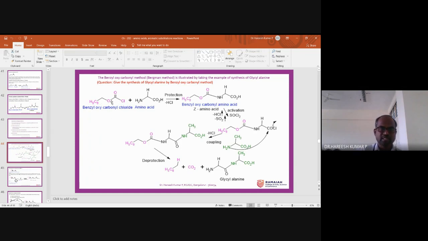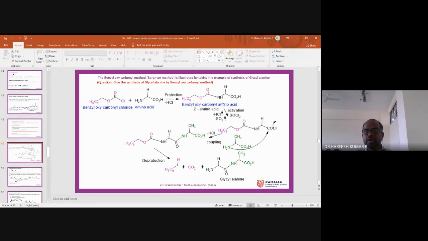This is the benzyl oxycarbonyl chloride. So this was treated with an amino acid, and here the amino acid is glycine. The lone pair reacts with this carbonyl carbon, so H and Cl will go out. There will be formation of a product, and this product is called Z amino acid, otherwise benzyl oxycarbonyl glycine.